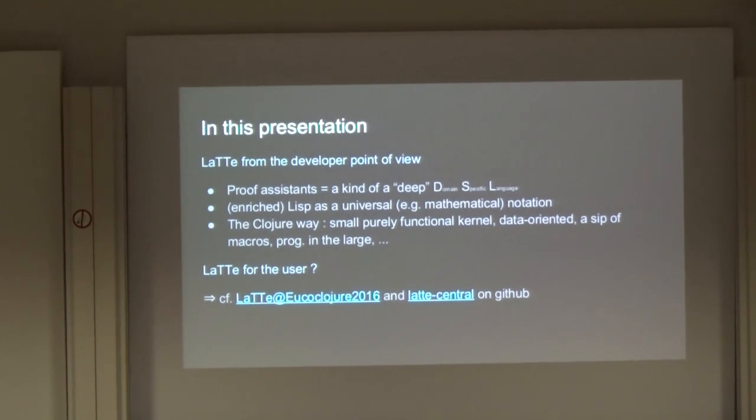So, why do I find proof assistants interesting from the developer point of view? The thing is, it's really a very good example of a DSL. But not, let's say, a shallow DSL, something easy to implement just with a bunch of macros, but something more deep. It's also, and you will agree with me, that Lisp, or let's say variants of Lisp, are probably the ultimate way to interact with a computer. And mathematics is not an exception. And I will also talk a bit about this data orientation that we heard about this morning, which is very central to the idea of programming in Clojure. So I will talk a bit about this also.